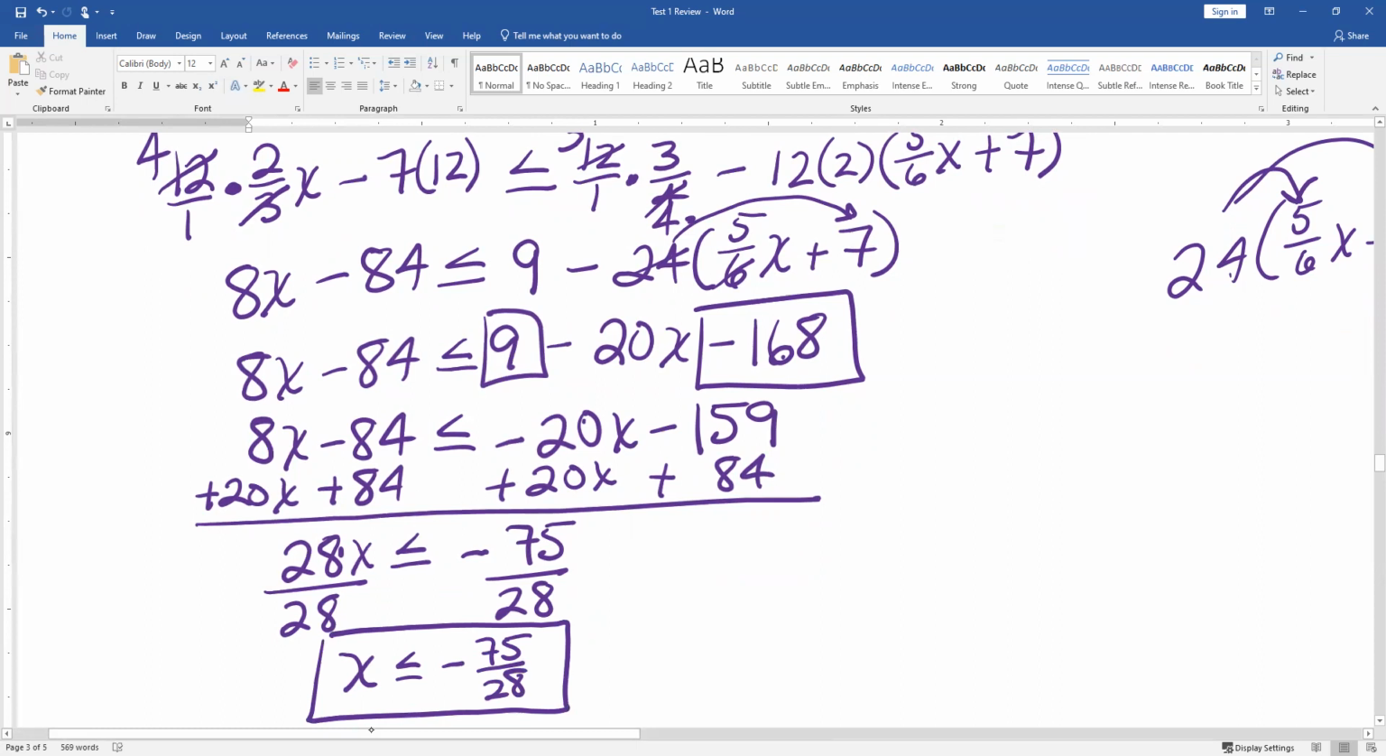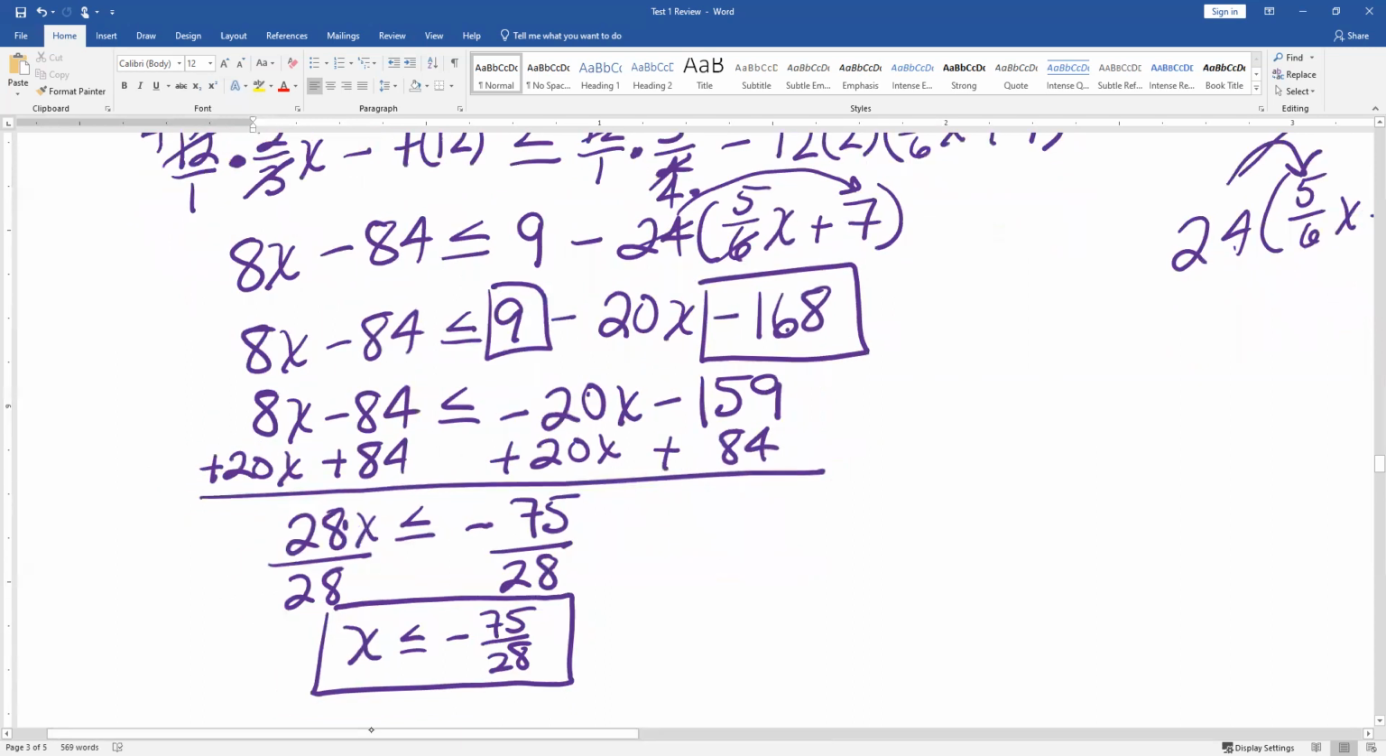You don't have to figure out what that is as a decimal. But also, do you know that 75 over 28 is going to be probably greater than 2?